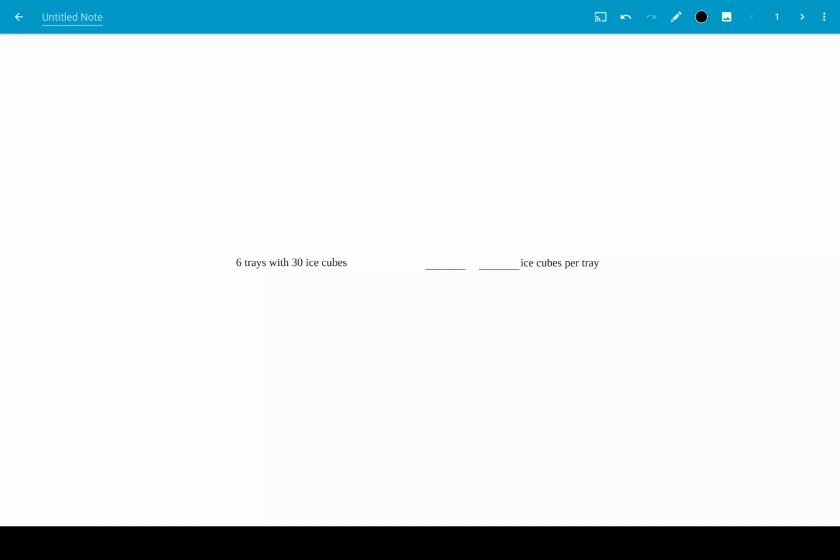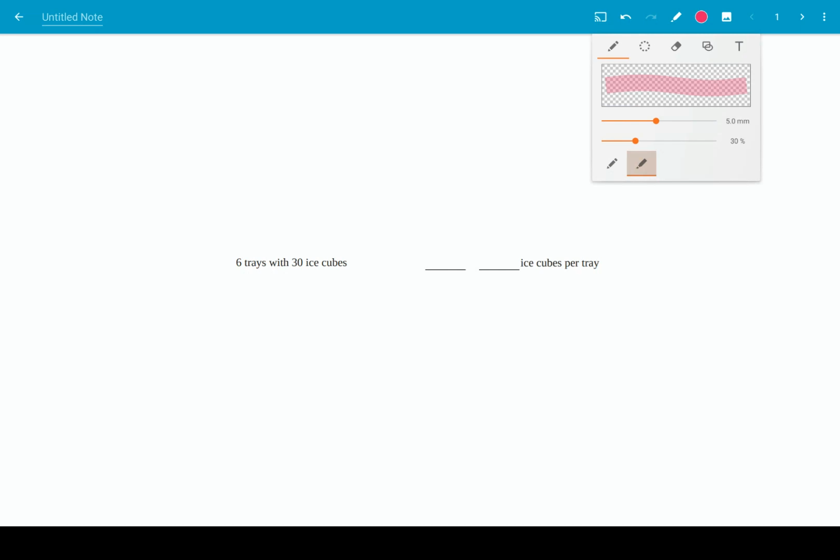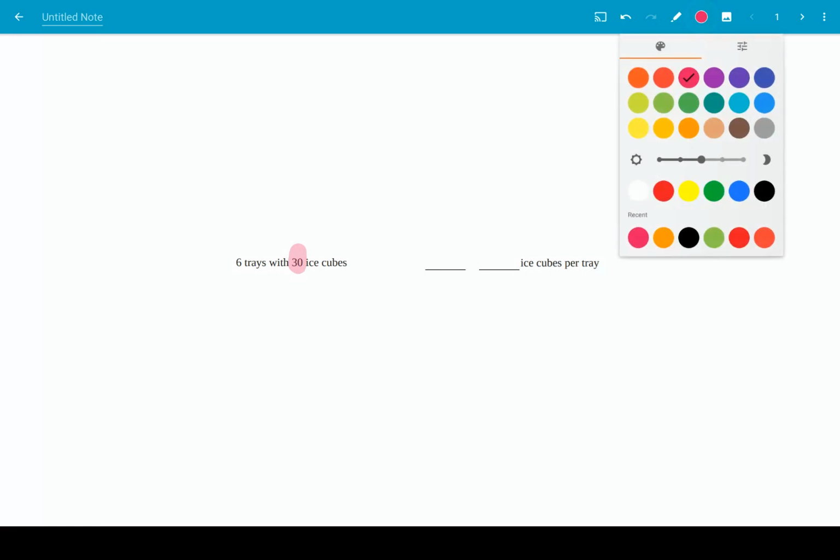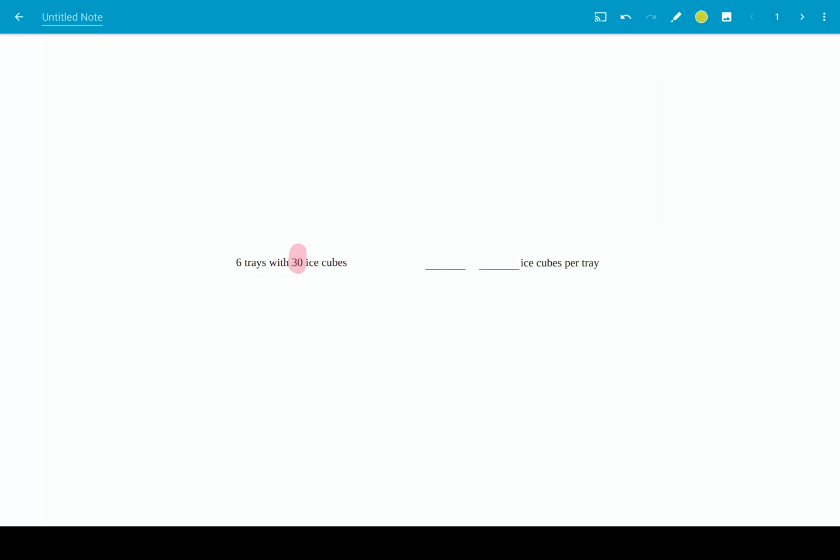We have 6 trays with 30 ice cubes. So what I need to do is make a ratio of this, and what I'm trying to find out is ice cubes per tray. So just looking at this information, this is going to tell me how to arrange my ratio. In this case, it's ice cubes per tray. So that means I have to take the number, and I'll grab a highlighter so we can see it. 30, so it says ice cubes 30, so that means 30 is going to be the first number I'm going to use, and then the second number that I'm going to use is 6.